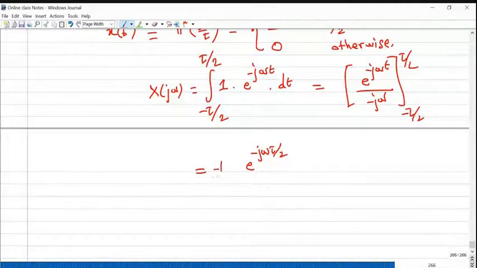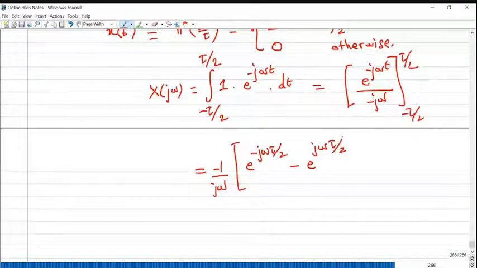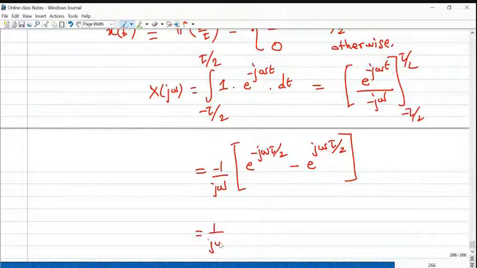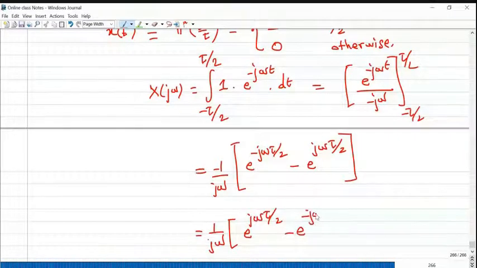I'm taking minus 1 by j omega outside. At last we will multiply e power minus j omega tau by 2, then minus e power minus into minus plus e power plus j omega tau by 2. So if you multiply minus inside, 1 by j omega, e power j omega tau by 2 minus e power minus j omega tau by 2.